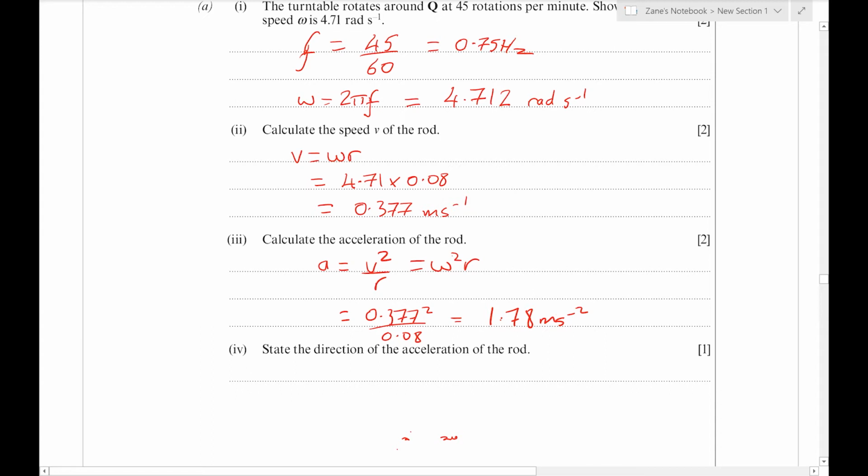Next, we've got to state the direction of the acceleration of the rod. This is pure learning: the acceleration is always towards the centre of the circle. That's why they call it a centripetal acceleration.